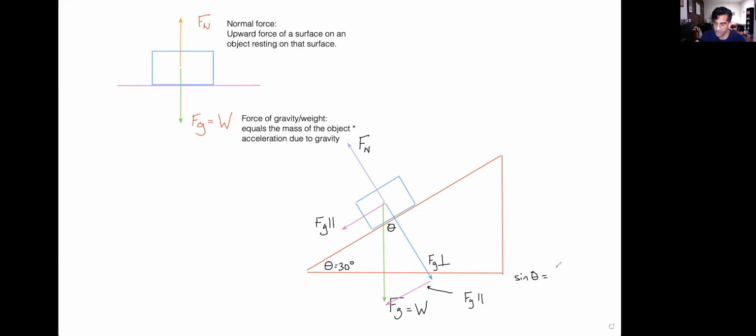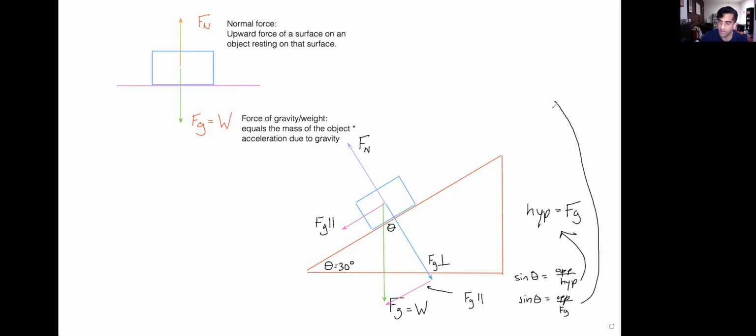And I happen to know that the sine of an angle, in this case theta, is equal to the opposite over the hypotenuse. Now, if I fill in one thing, I know that the hypotenuse itself is equal to the force of gravity, the overall force of gravity, the original vector. How do I know that? Well, we know that that green vector that I drew at the beginning, the one going straight down, happens to be the hypotenuse. So that is my force of gravity. So in this case, the sine of theta is equal to the opposite leg divided by the force of gravity.